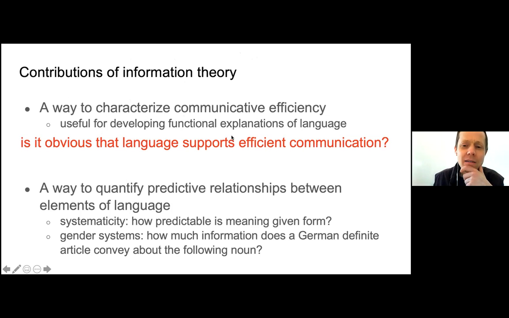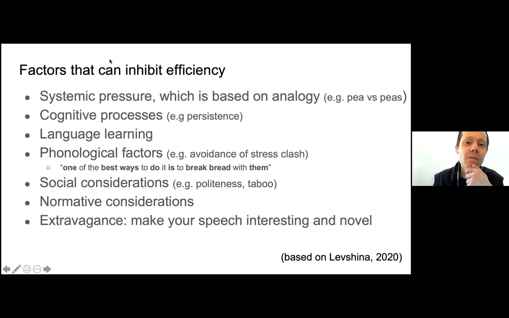The way I think about it, it is somewhat surprising to see languages getting close to being efficient in this sense, because there are a lot of reasons why language might depart from efficiency. Here are some of them, most of them taken from a paper by Levshina. Systemic pressure might mean that there are local departures from efficiency. If you think about singular versus plural, well, most of the time, singular is encountered more often than plurals, which means it makes sense for the plural form to be a bit longer.